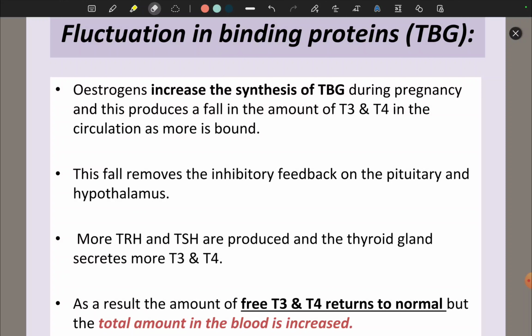If the thyroid is normal, the free hormone should be normal. There will be stimulation.